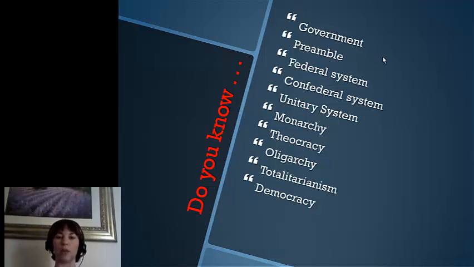What is a monarchy? What is a theocracy? What is an oligarchy? Totalitarianism and democracy. What are each of these types of government? How do you tell them apart? And then what are the pieces that go with them?